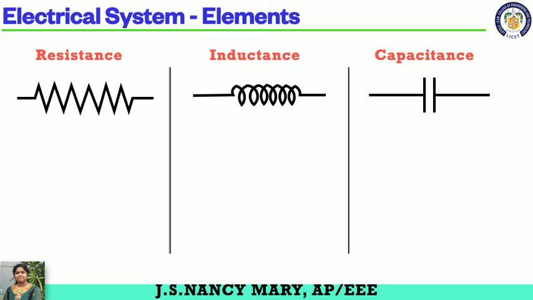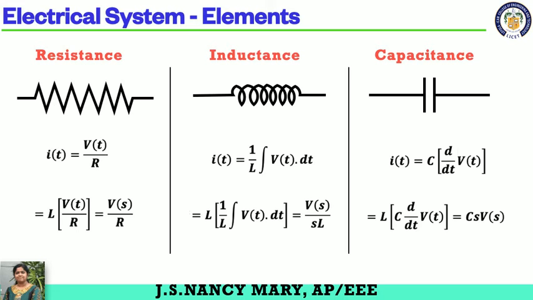So the resistance, inductance and capacitance is given by the following formulas, where it's nothing but V is equal to IR, V is equal to L into dI by dt, and V is equal to 1 by C into dV by dt. I have written the current equation.